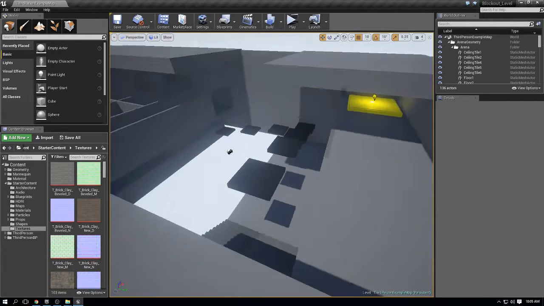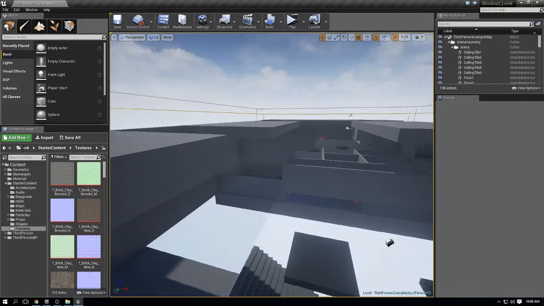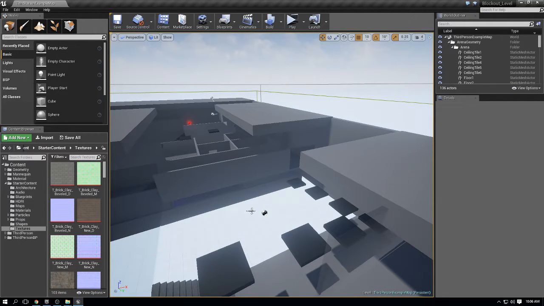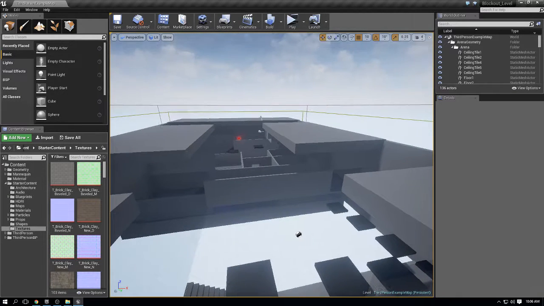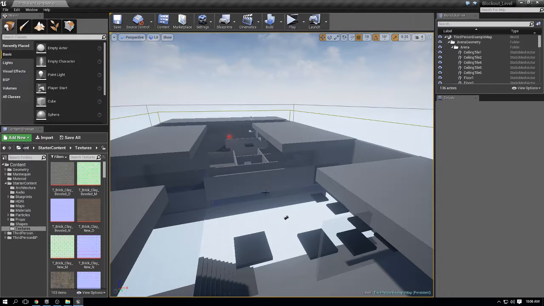But it's come a long way since when I started, so I'm happy about that. And I really did learn a lot about Unreal in the time that I was working on this. So I thoroughly enjoyed this experience.